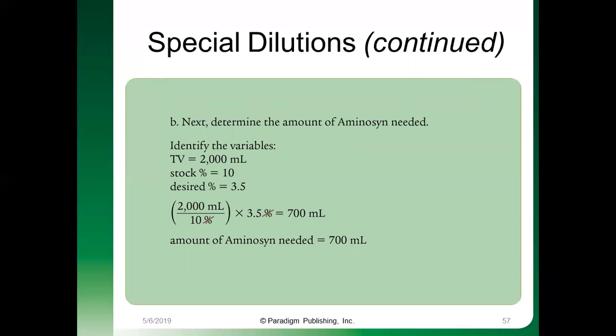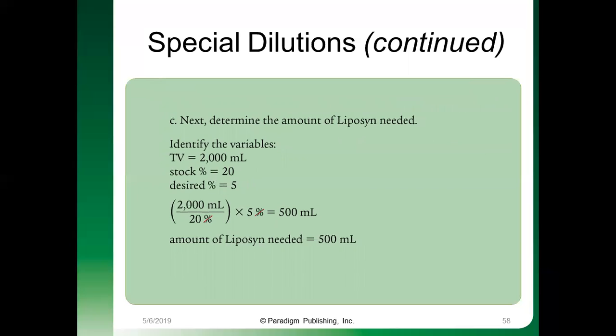Then we need to know the aminosyn. Again, our total volume is 2,000, our stock percent strength is 10, and the desired is 3.5. So 2,000 divided by 10 times 3.5 gives us 700 mLs. Now the liposyn: again, our total volume is 2,000. Our stock percent strength is 20. Desired percent strength is 5. So 2,000 divided by 20 times 5 gives us 500 mLs of liposyn.